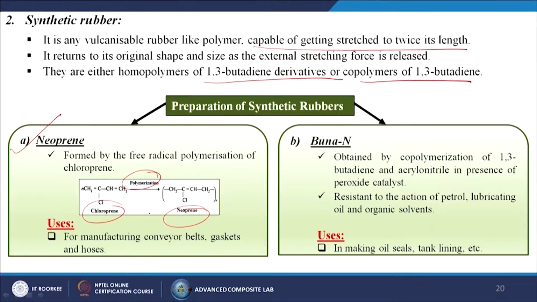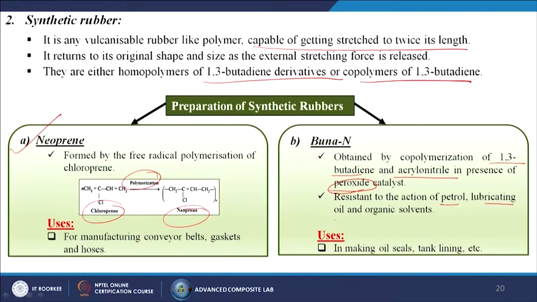Another example is Buna N, generally obtained by copolymerization of 1,3-butadiene and acrylonitrile in the presence of a peroxide catalyst. Already I told you, we generally do the vulcanization with sulfur or with a hydrogen peroxide catalyst. It has resistance to the action of petrol, lubricating oil and organic solvents. That is why Buna N is generally used for oil seals, tank lining and so on.